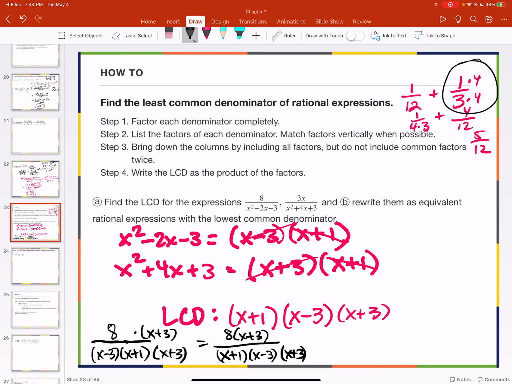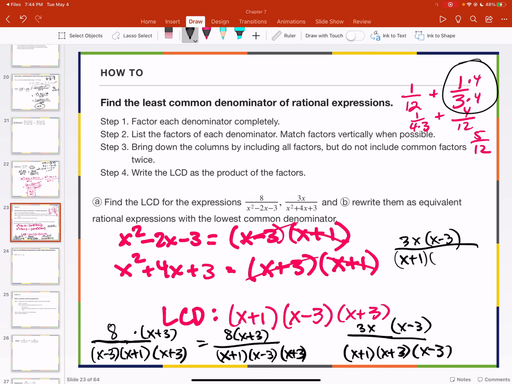And then the second one is 3x over, in factored form, (x plus 1)(x plus 3). So what are we missing? We're missing an x minus 3 to both the top and the bottom. So your final answer is 3x times the quantity (x minus 3) all over the LCD, which is (x plus 1)(x plus 3)(x minus 3).